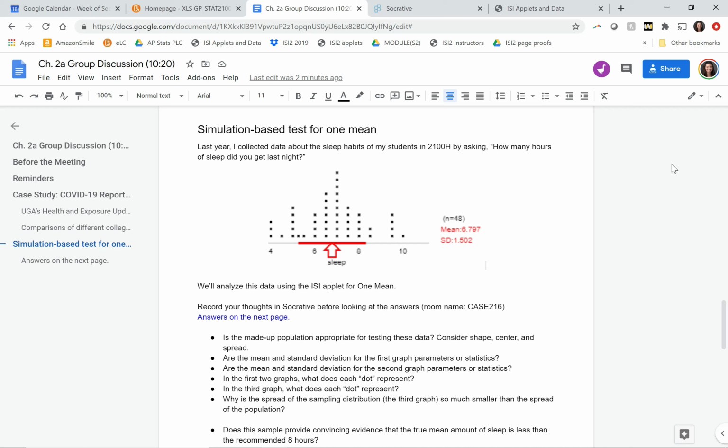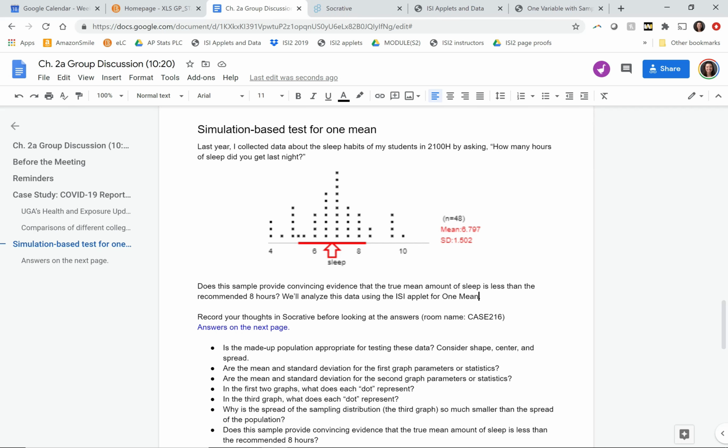So this example is a simulation-based test for one mean, and we're looking at some data that I collected last year about the sleep habits of my students in 2100H, where I asked them how many hours of sleep did you get last night. So you can see in this dot plot what their responses were. The mean amount of sleep was 6.797 hours, and the standard deviation was about 1.5 hours. The sample size is 48 because I'm putting together data from two different sections.